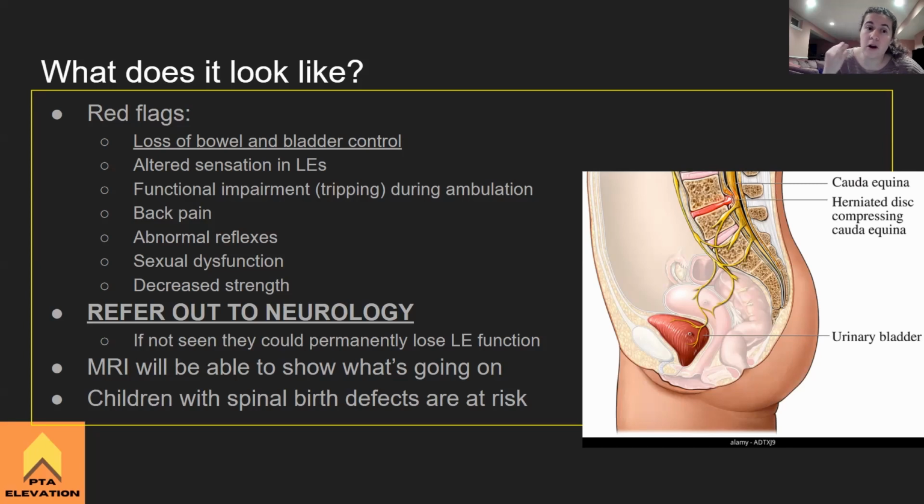Again, as I went down before, altered sensation in the lower extremities is either pins and needles, numbness, something like that, a burning sensation, just not being aware of where my foot is. I can't feel it, kind of thing. They'll start tripping, they'll have functional impairments, they'll start having difficulty walking, stuff like that. That might be a runner who all of a sudden starts tripping on stuff.